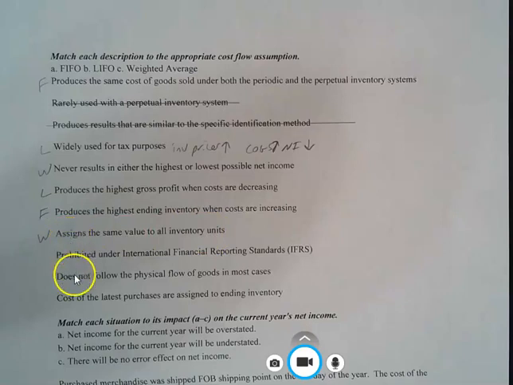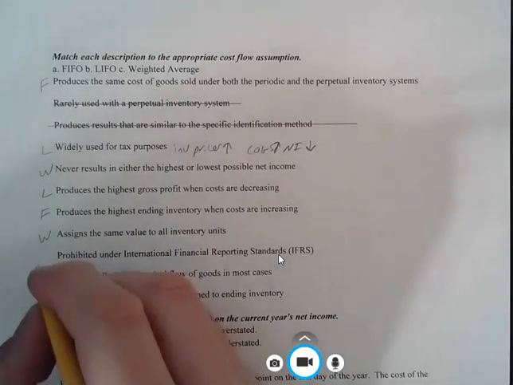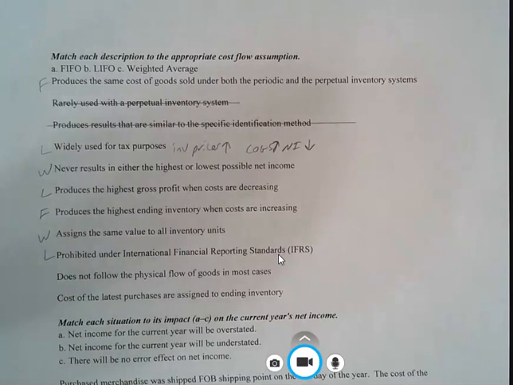So assigns the same value to all inventory units: weighted average. Next one, prohibited under International Financial Reporting Standards. This is something that if you were studying for the CPA exam, you would actually need to know. For our purposes, really not that important, but the answer is LIFO. LIFO is prohibited under IFRS. And just so that you do know, even though we teach this class from the perspective of U.S. GAAP, most countries in the world do not use U.S. GAAP, of course, right? They use IFRS, so it is an important distinction.